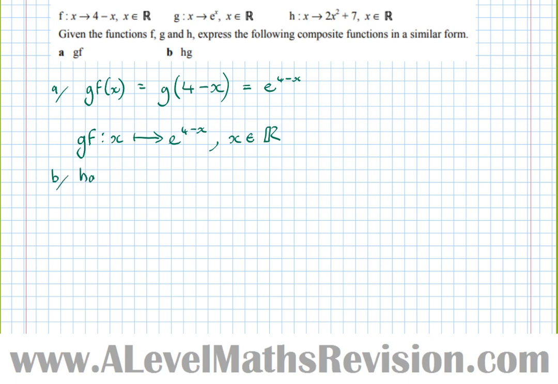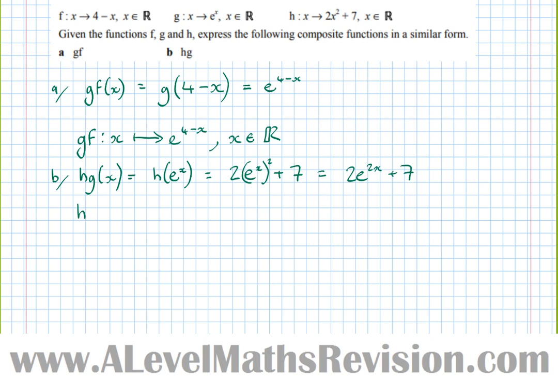So B, hg of x, well, g e's something, so it becomes h of e to the x, and h takes whatever it sees, squares it, times it by 2, then adds 7, so it becomes 2e to the 2x plus 7.